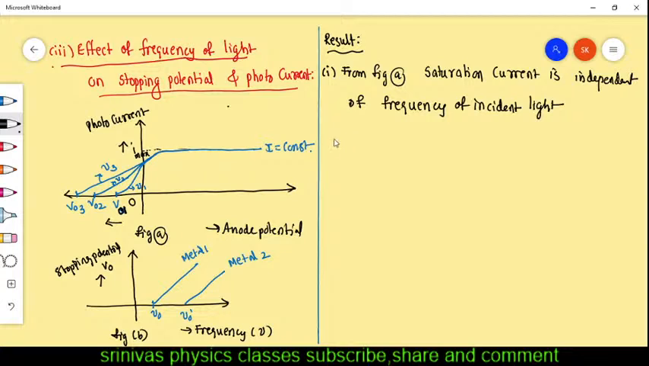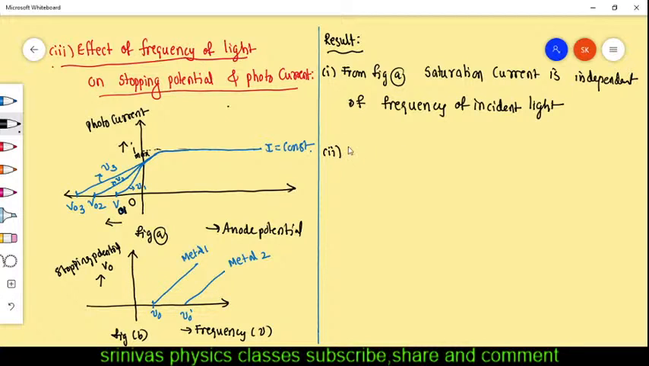And the next one is, when you see the stopping potential from the graph, we note one thing: in this graph nu3 is greater than nu2 is greater than nu1, then V3 is greater than V2 is greater than V1. When we increase the frequency, the stopping potential also increases. Figure B also shows the same thing. For metal 1, when you go to the right side, frequency increases, and the stopping potential also increases.